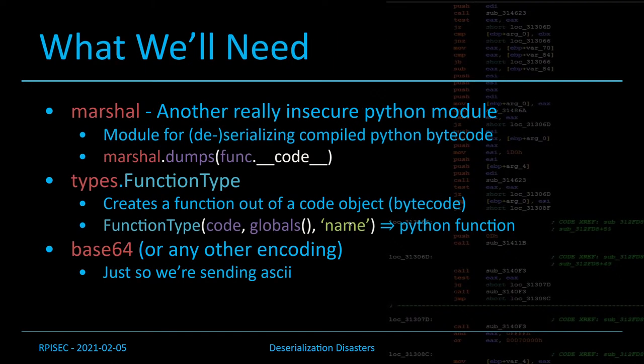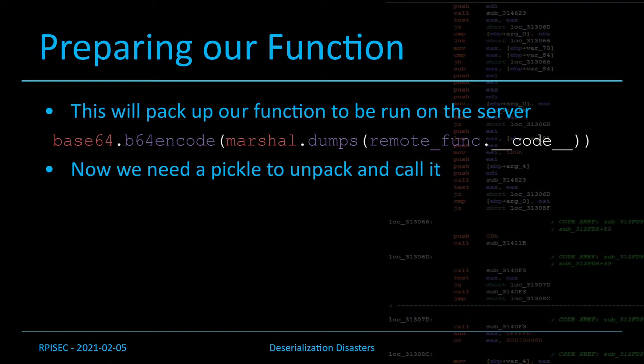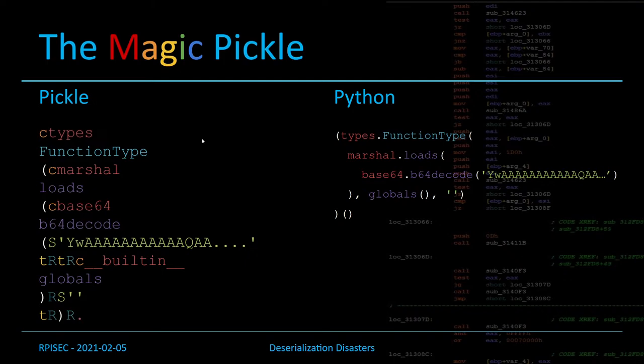And then we just need Base64 so that we're not sending gobbledygook over the wire. So all we really got to do here to produce the malicious contents is to take our function we want to run, get its code, dump it, encode it. That's easy. And then we just need a pickle to actually run it for us.